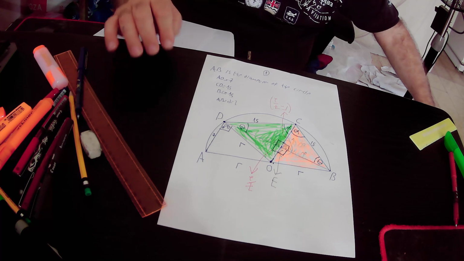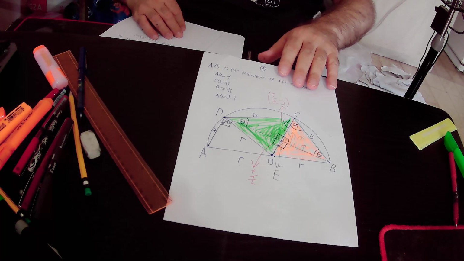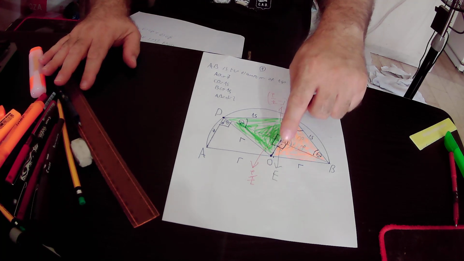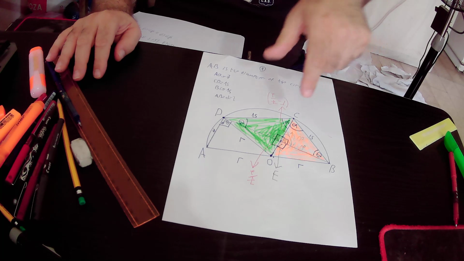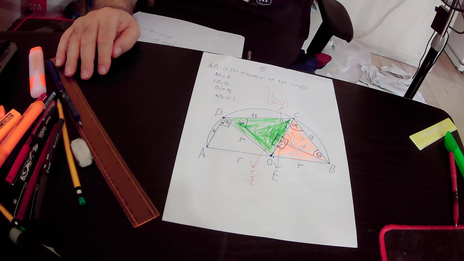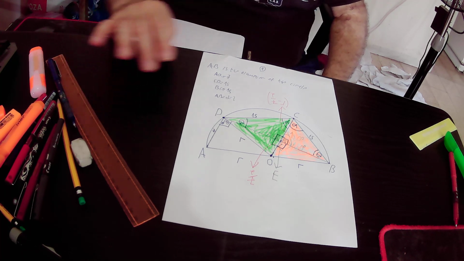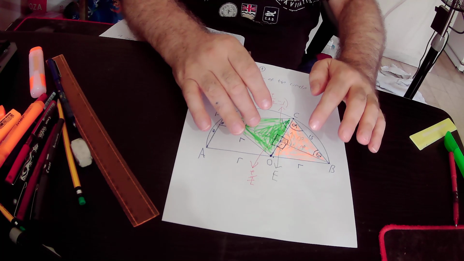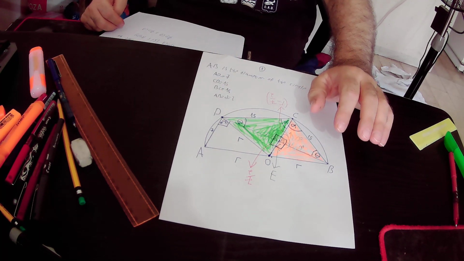Okay, and then we defined the center of the circle as point O, and then we connected points O and C by a straight line, and we also connected points O and D by a straight line. And then we compared the green triangle to the orange triangle. We focus on those two triangles.